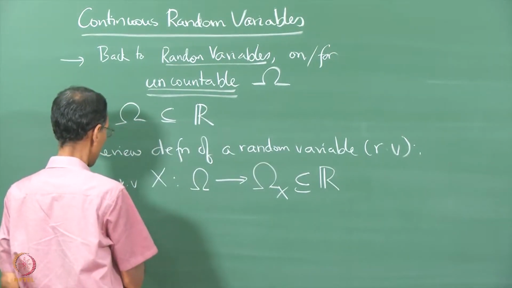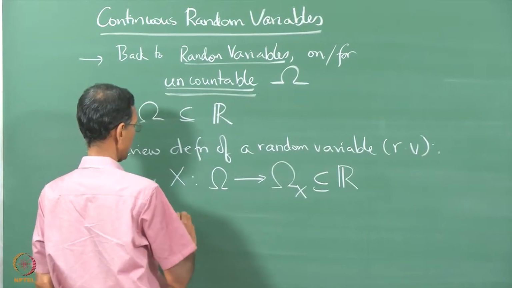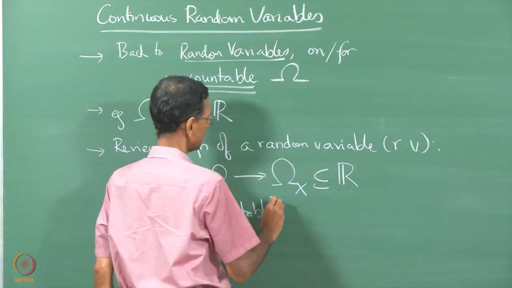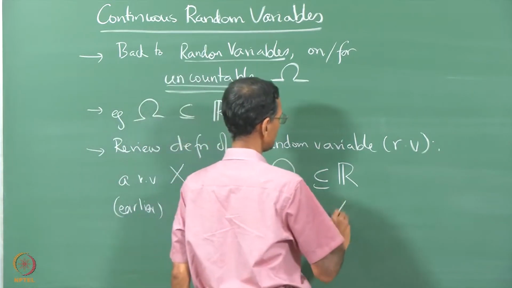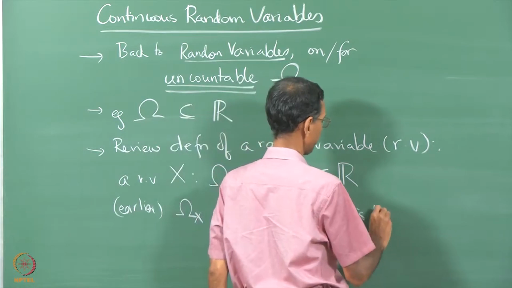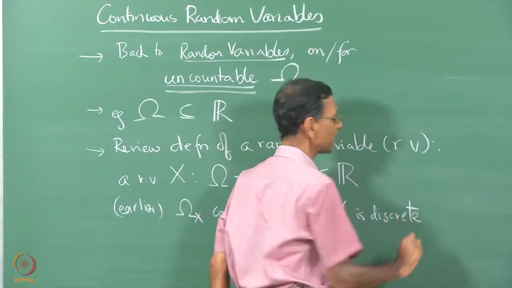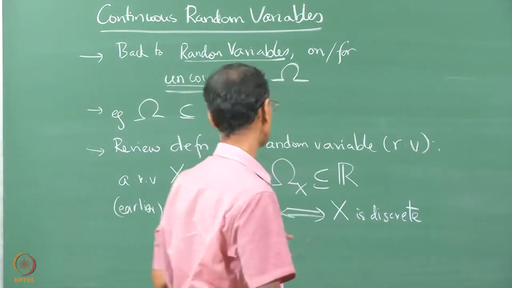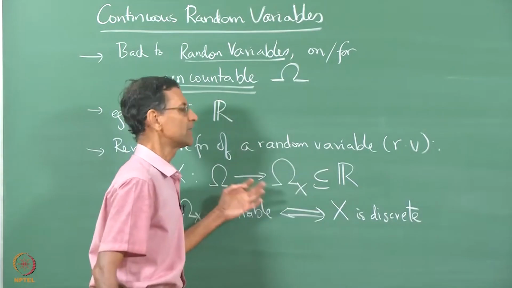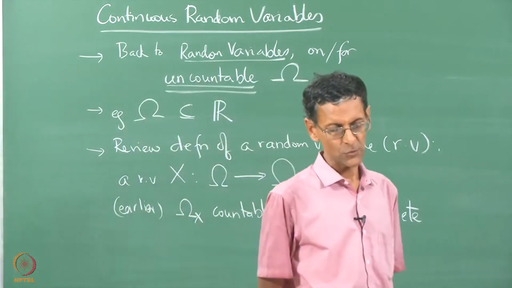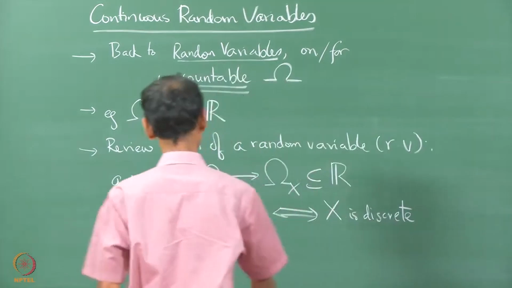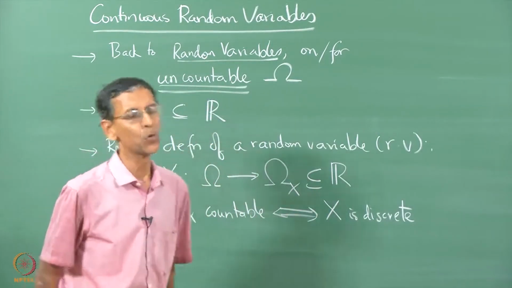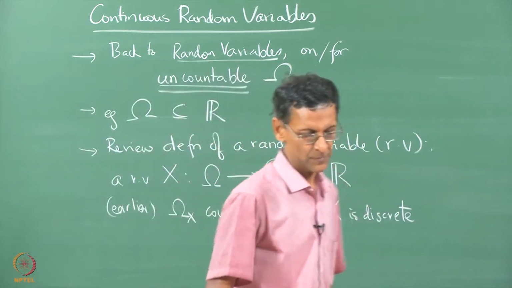So, earlier we had the case of omega x countable, which is identical to the case of a discrete random variable. In other words, x can take only a countable number of values such as 0, 1, 2, 3, whatever. We have seen enough examples of that. But now I am going to move on to the situation where omega x is uncountable, which is certainly possible when the underlying space is a portion of the real line.